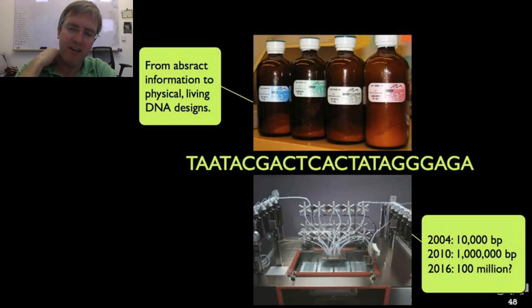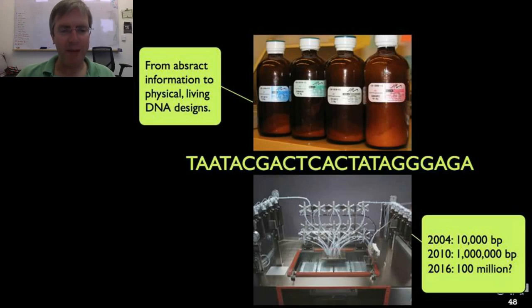The biggest thing printed in 2004 was 10,000 base pairs. The biggest thing in 2010 was a megabase. Another 100-fold improvement would get us to 100 megabases this decade. That's quite a large fragment of DNA. What would you do if you could print 100 megabases of DNA?